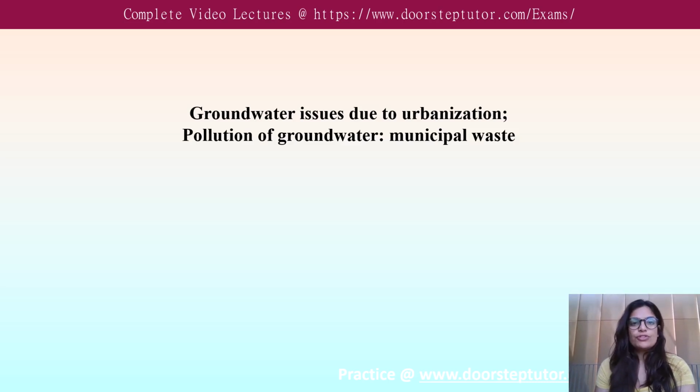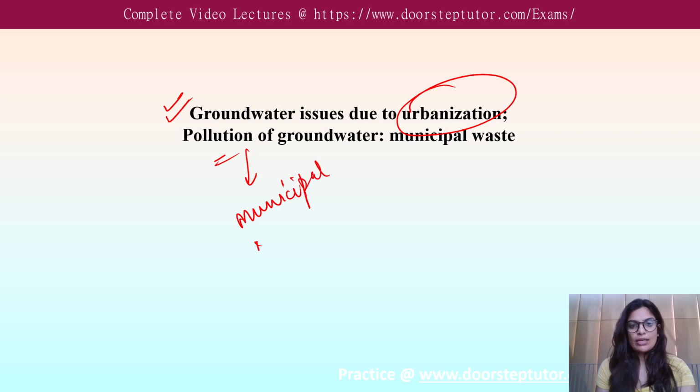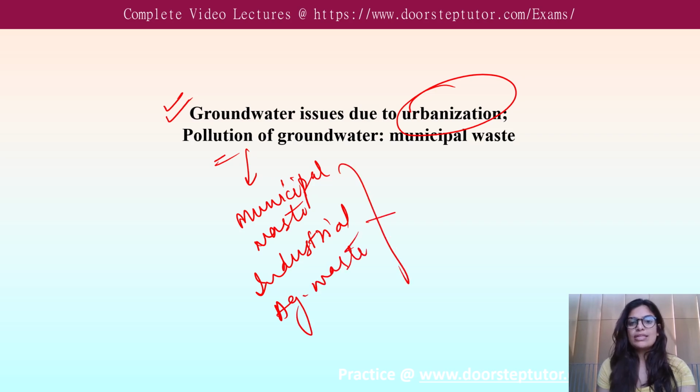So today first we are going to talk about the groundwater issues which are related to urbanization, and then we'll proceed towards understanding the pollution of groundwater. In this also, first I will take up the topic of municipal waste, and later on in the further lectures we'll talk about the industrial waste, about the agriculture waste. Now you see why this is important, because all these lead to the pollution of the groundwater.